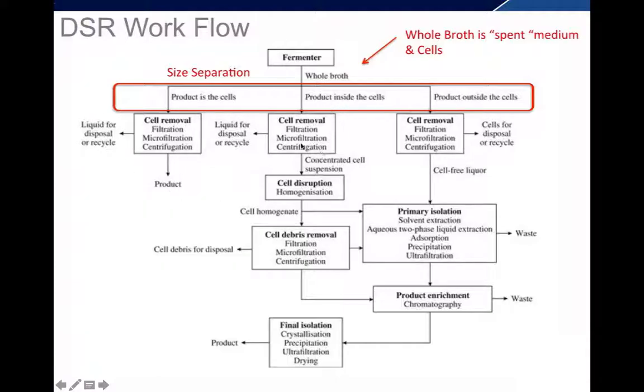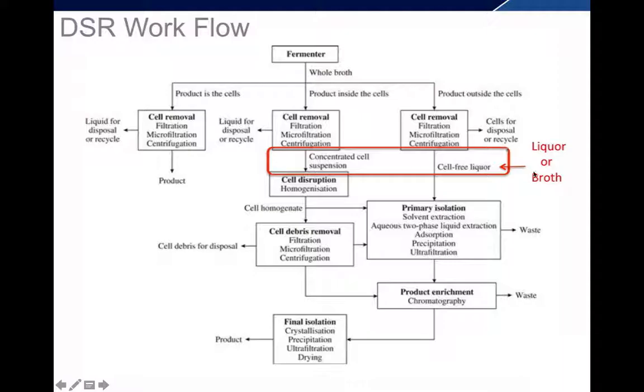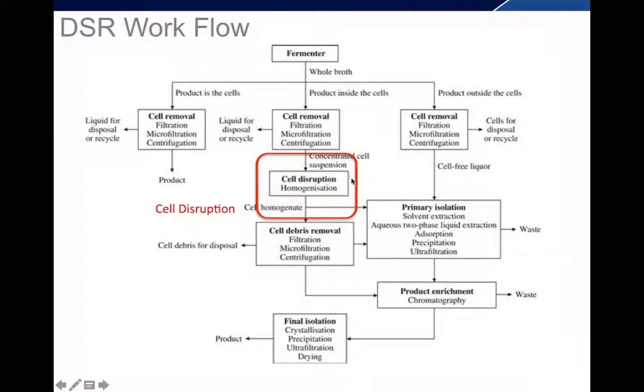If your product is inside the cells, similarly, you would keep a concentrated cell suspension. And if the product is outside the cells, then you would dispose of the cells after the size separation and keep the cell-free liquor or broth, which would be another name for the clarified broth or the cell-removed broth. If the concentrated cell suspension is the path you're taking, then you would have to go through a cell disruption, and that's primarily done through homogenization, which we will talk about later in the course, where you basically bust the cells open to release all of their enzymes and proteins into a cell lysate or homogenate.